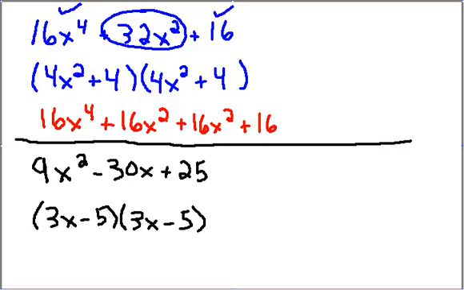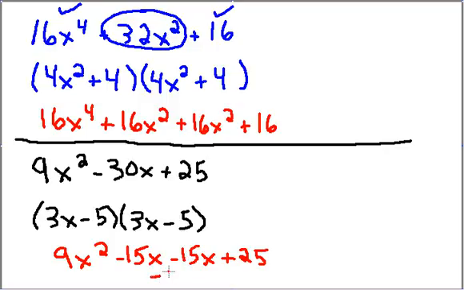Now let's go ahead and multiply it through and see what our middle term gives us, and see if it matches what we started with. 3x times 3x is 9x squared. 3x times minus 5 is minus 15x. That takes care of our first term. We're going to take our second term now and distribute it. Minus 5 times 3x is another minus 15x. And then minus 5 times a minus 5 would be a plus 25. This minus 15x and this minus 15x combine together to give us a minus 30x.